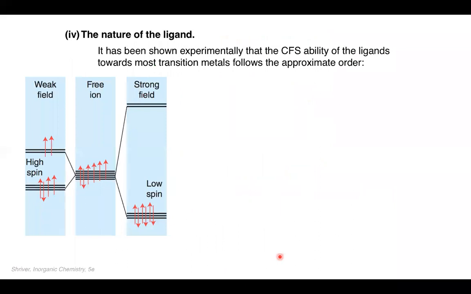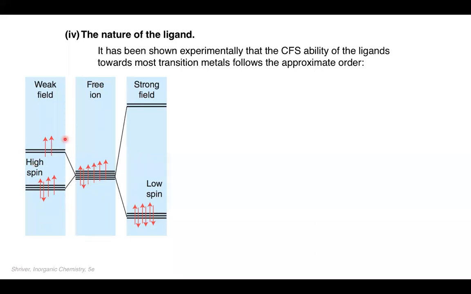Okay. The nature of the ligand: it has been shown experimentally that the crystal field splitting ability of the ligands towards most transition metals follows the approximate order shown here, where we have the free metal ion. This is really as complicated as crystal field theory gets with ligands, looking at whether a ligand is weak field or strong field. It doesn't try to understand, for example, oxygen substituents versus fluorine substituents on my ligand. It just classifies them broadly as weak or strong field ligands.